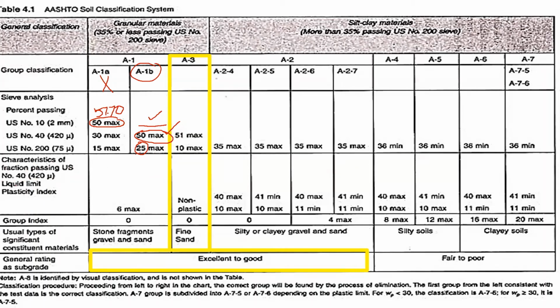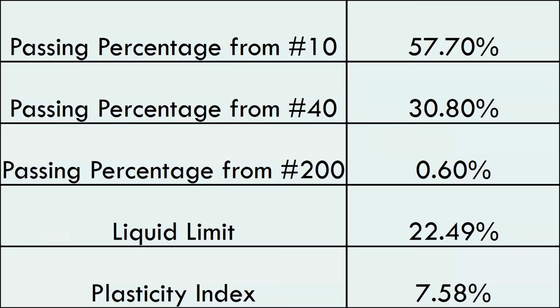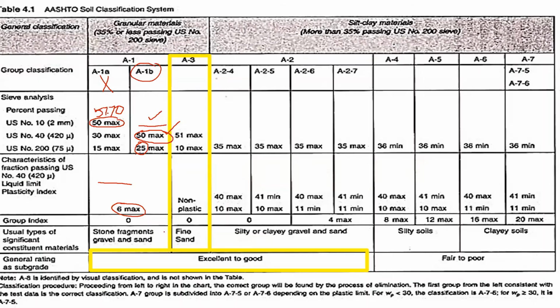Now I'm moving to the characteristics of fraction passing US number 40, but nothing is written over here. Now liquid limit, plasticity index. Liquid limit is not written over here, but plasticity index has only 6 maximum allowed. So I have to see the plasticity index, that is 7.58. So we cannot move with this because we have a plasticity index greater than the 6 maximum. So I am moving towards the A3 category. Now I have to see how much is the sieve number 10 passing.